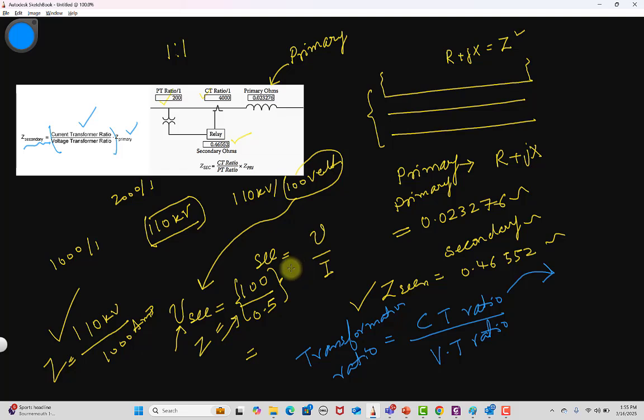In the next section we will go one by one in more detail. I will show you the calculations, where I will calculate the primary and secondary impedances, and I will show you how the conversion factor is basically working.